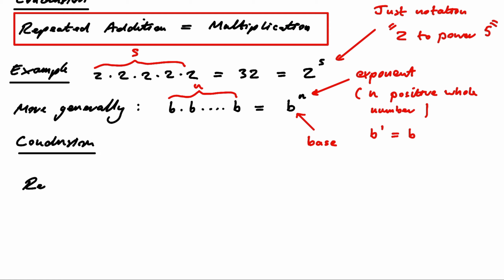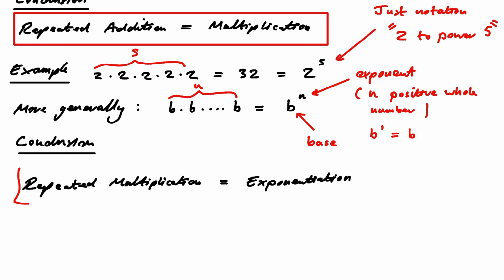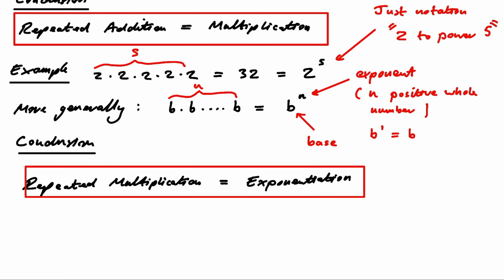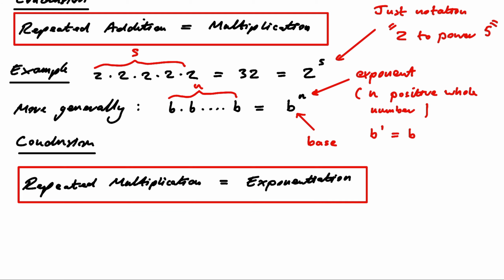Repeated multiplication. Well, I'm going to call this exponentiation. It's a bit of a mouthful of a word, if I can even spell it. Exponentiation. So we're kind of defining what exponentiation is here, in a sense. Repeated multiplication, raising something to a power.